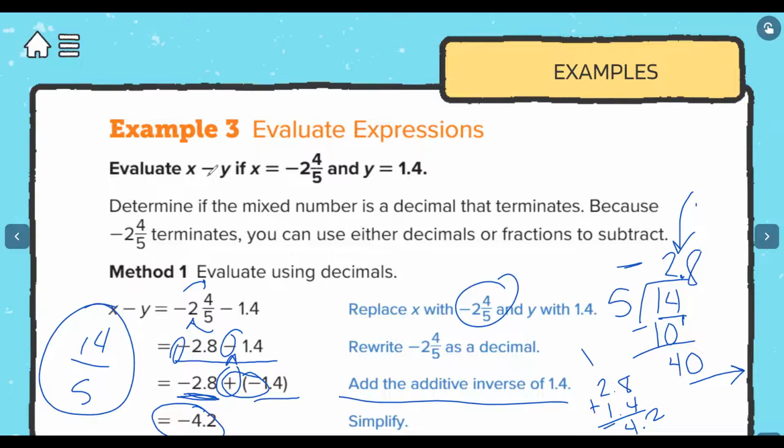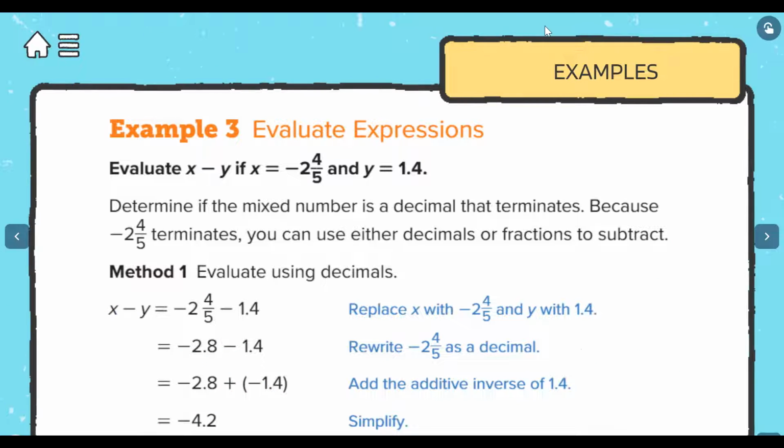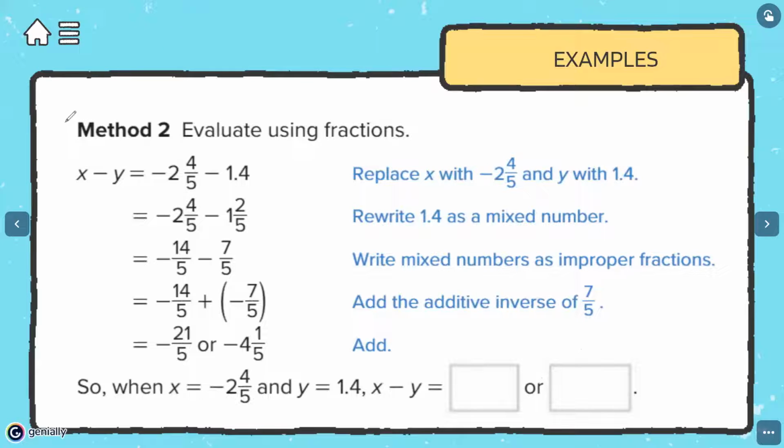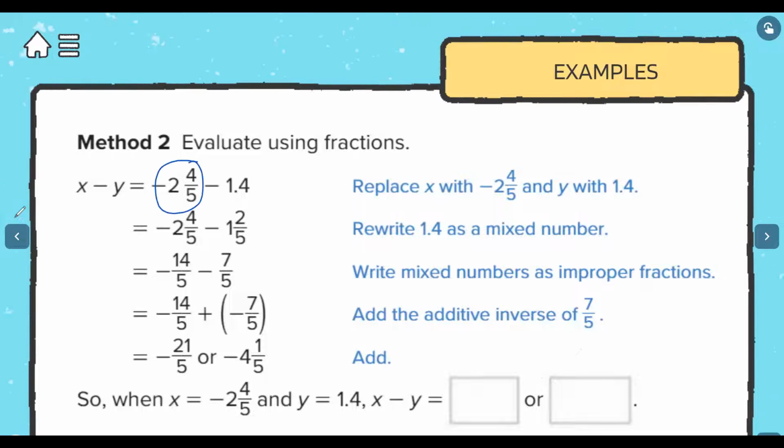Okay, let's do it, instead of converting them both into decimals, by converting them both into fractions. Remember, you can use the method that you want. If you remember, the first thing we need to do is convert this mixed fraction into an improper fraction. So I do the multiplication. 2 times 5 is 10, plus 4 is 14/5.